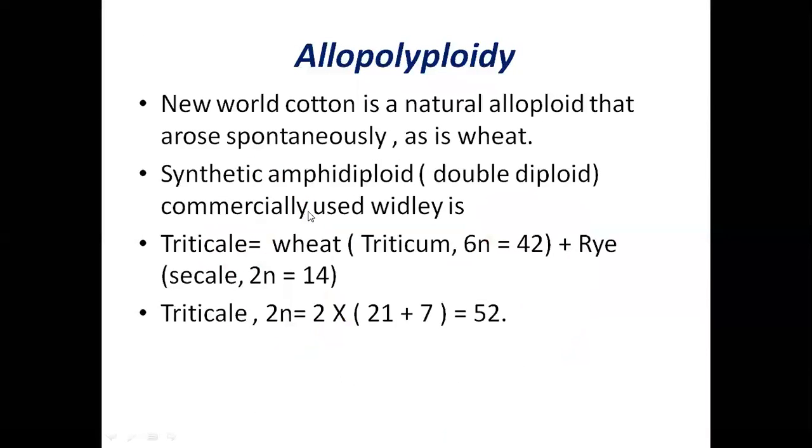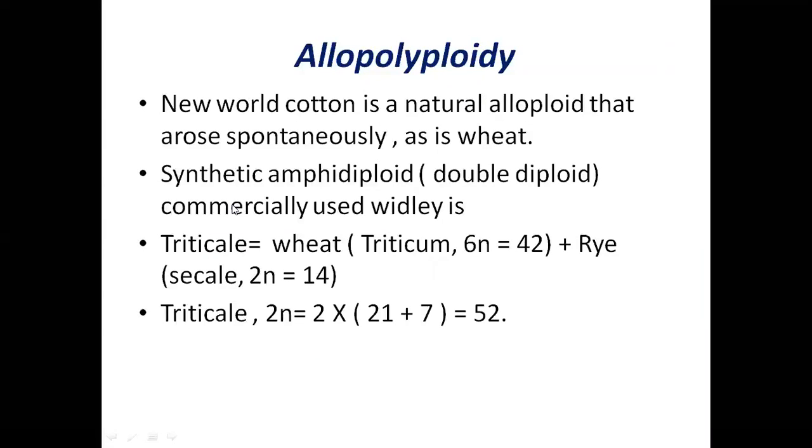Next topic would be allopolyploidy. An allopolyploid is a plant that is a hybrid of 2 or more species containing 2 or more copies of each of the input genomes. Allopolyploidy has been important in the production of modern crop plants. New World cotton is a natural allopolyploid that arose spontaneously, as is wheat.